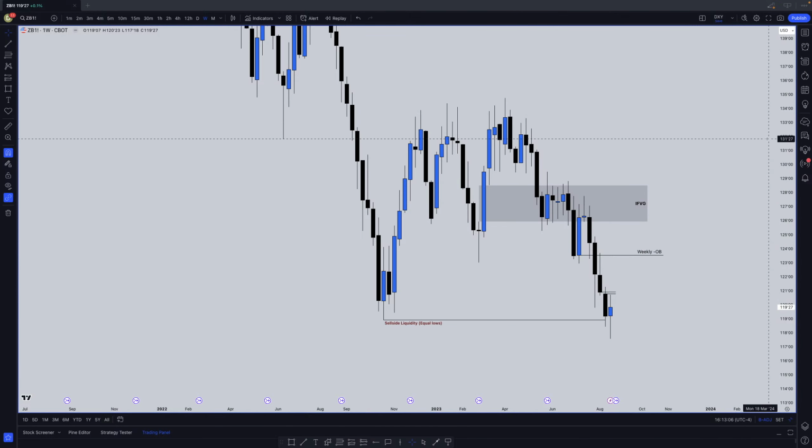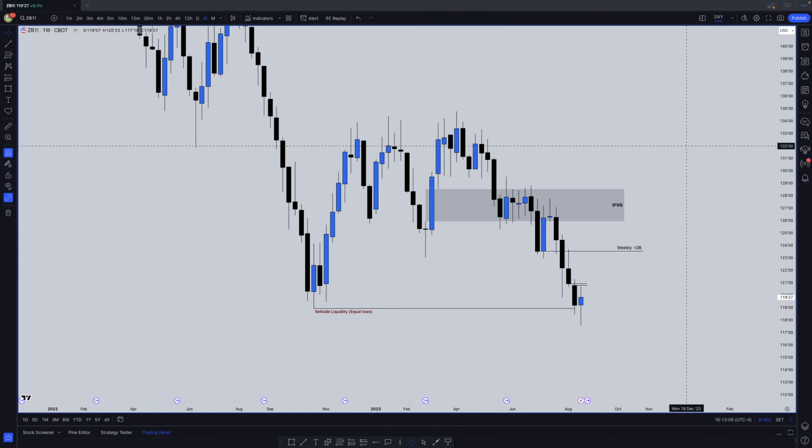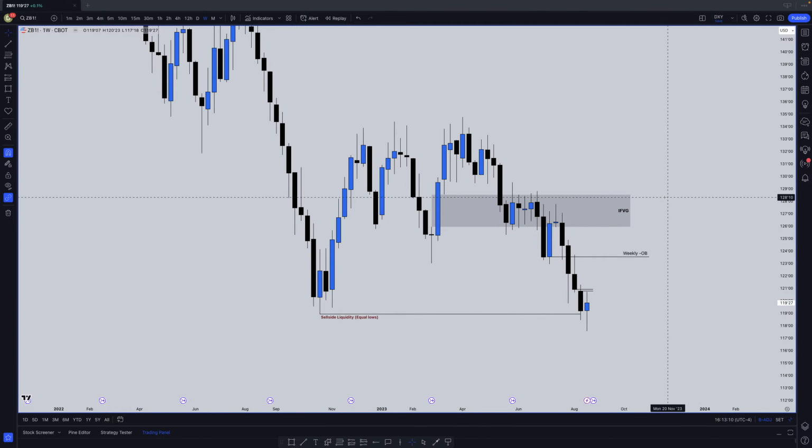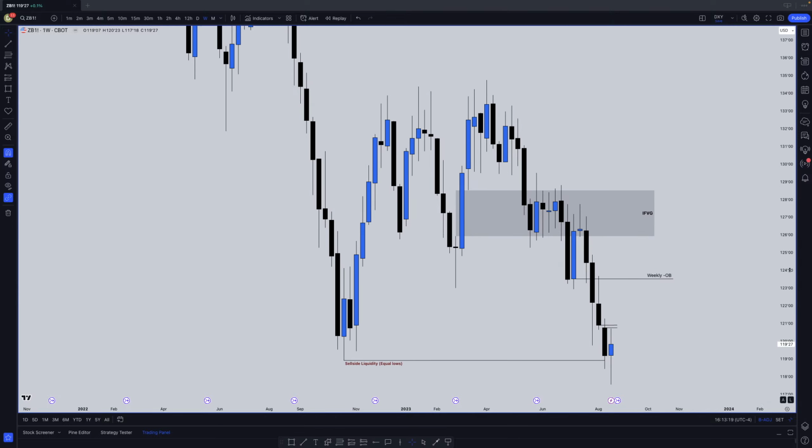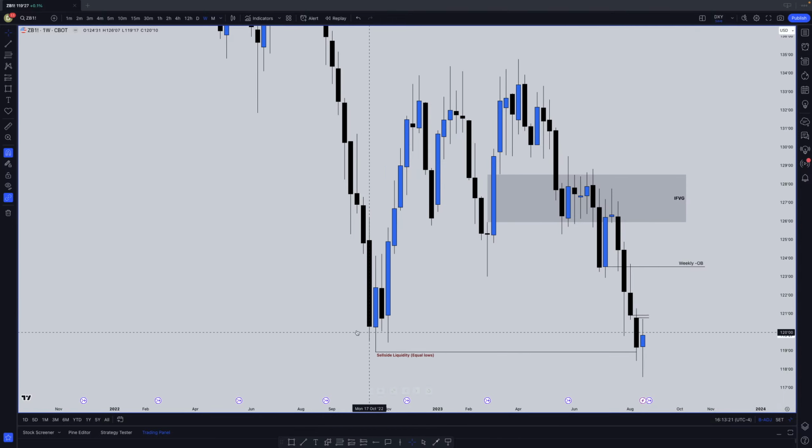All right, so looking at the weekly chart for T-bonds, we have been looking for lower prices, more specifically the equal lows here. We got that delivery. So one thing I do want to point out is we have taken significant external range liquidity. So once we take out external range liquidity, the market is going to want to likely pull back into the range and seek internal liquidity.